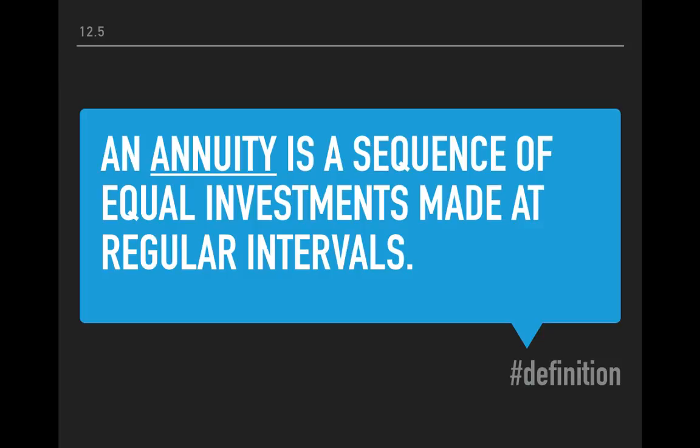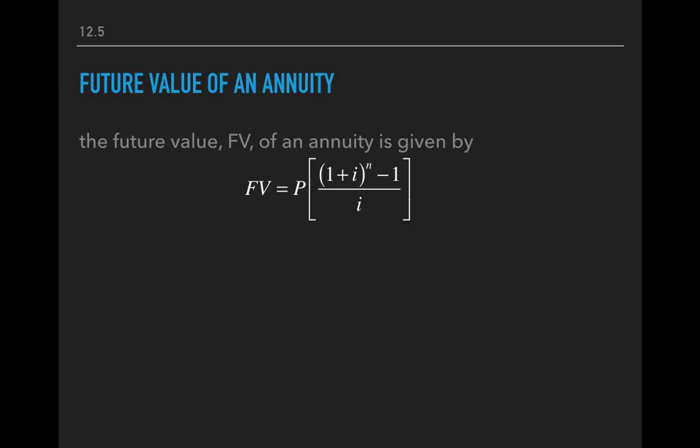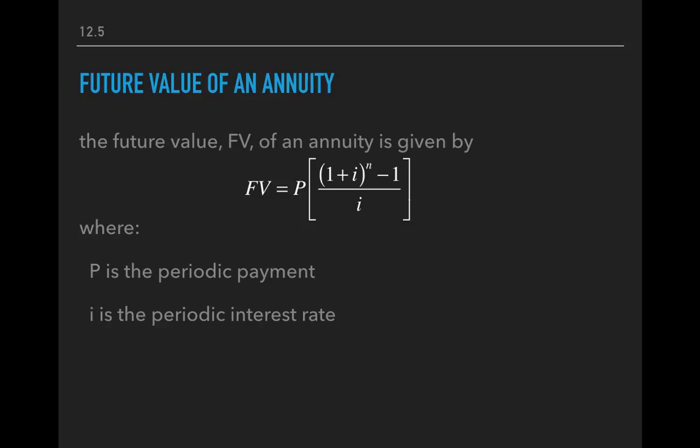And so what we're going to see is the future value of an annuity. So this is looking at, okay, we've invested money into this. What is its payout going to be for us? That's what we're going to learn how to compute. And it is found using this formula here, where FV is future value, P is the periodic payment amount, I is the periodic interest rate, and N is the number of these periodic payments.